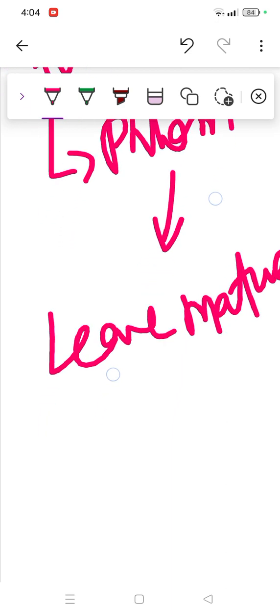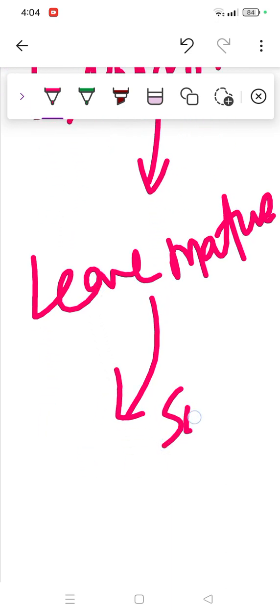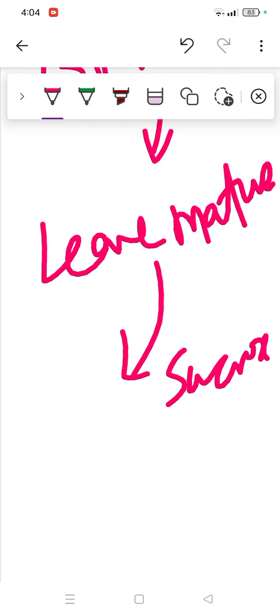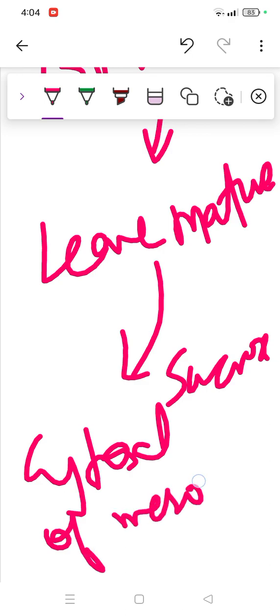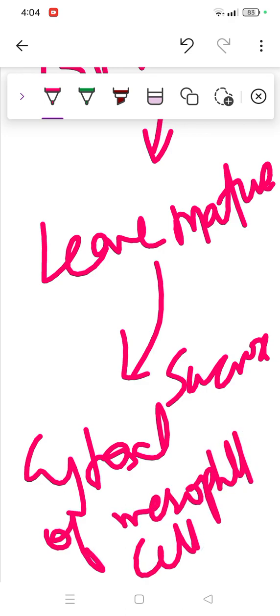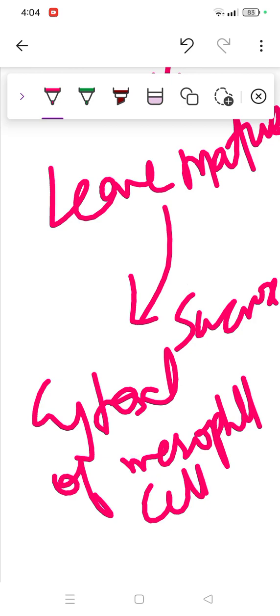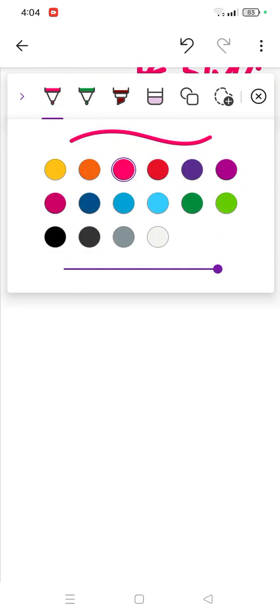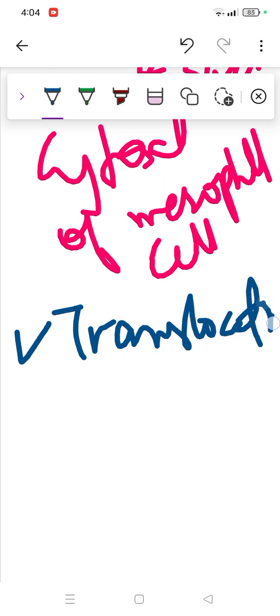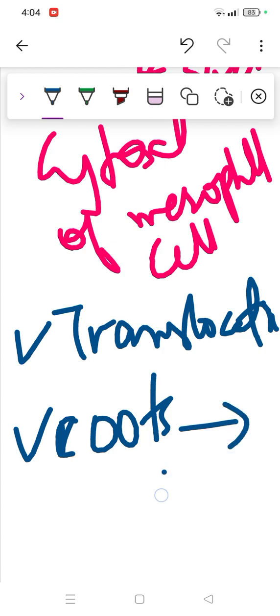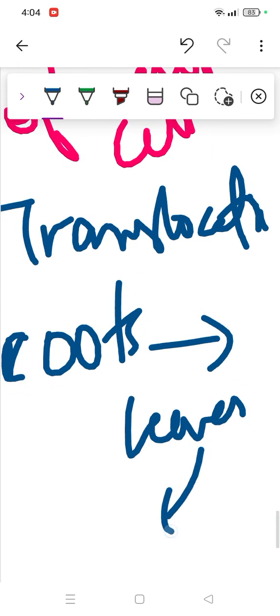When they enter the mature leaf, there is synthesis of sucrose. Sucrose is synthesized in the cytosol of mesophyll cells. Then the sucrose undergoes, as I just mentioned, translocation. Translocation simply means transport. If we provide food or water to the roots, from the roots it will go to the leaves, then from the leaves it will go to other parts.